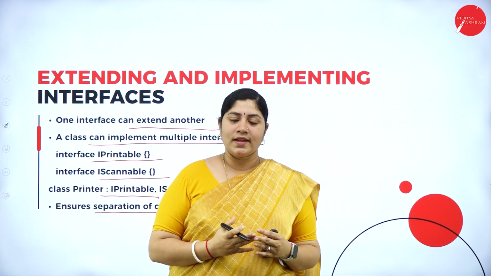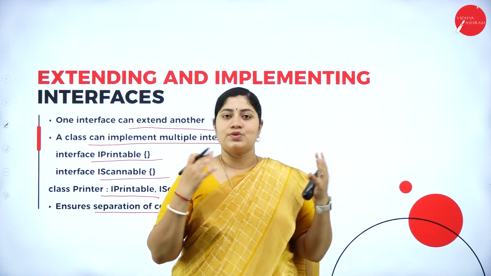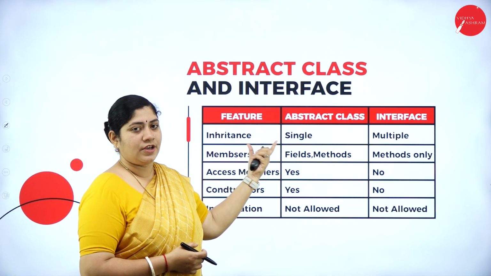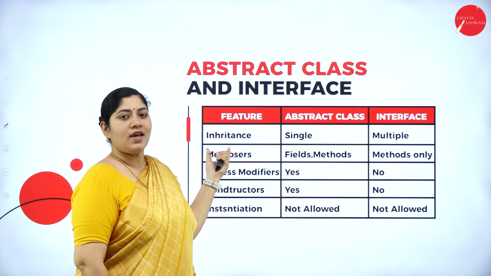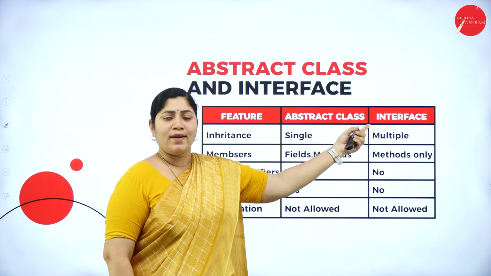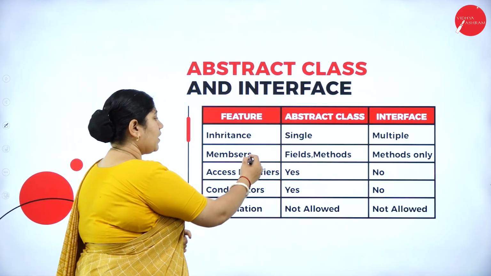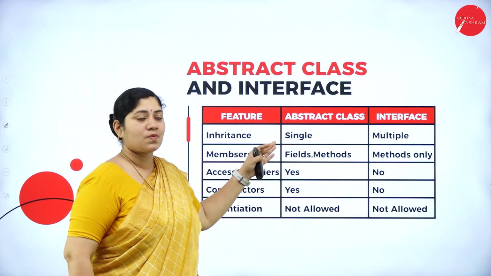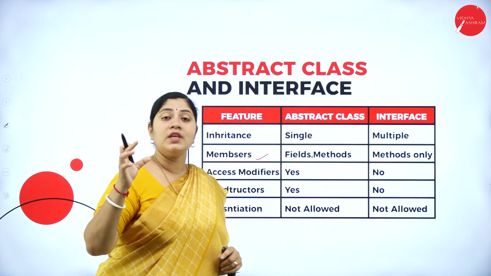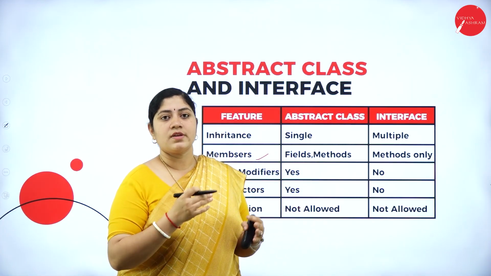Now it becomes important to understand the difference between an abstract class and an interface. Here is the classification of the differences. The first feature is inheritance. For an abstract class, it's single inheritance, and for an interface it is multiple inheritance. Then members. In an abstract class the members can be fields and methods, and in interfaces only methods, no fields, because there we are working with physical parameters too.